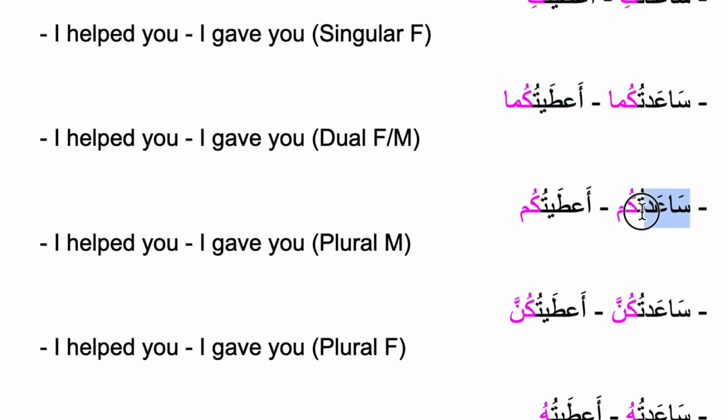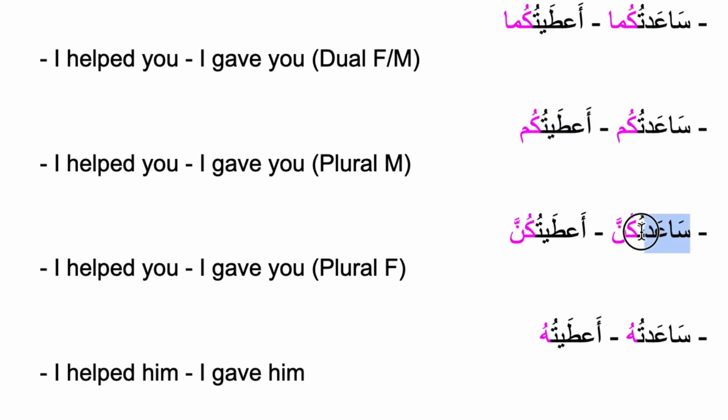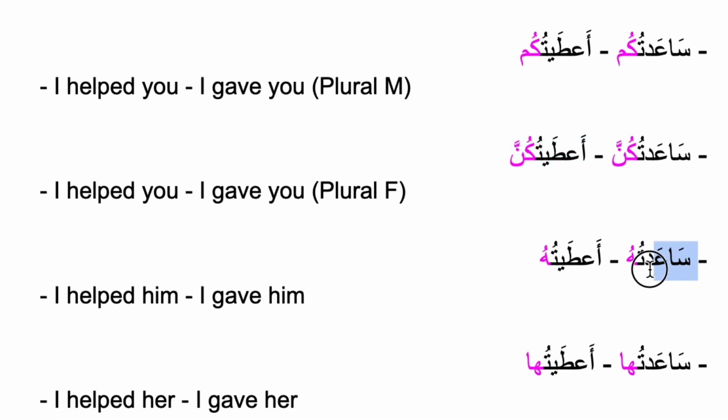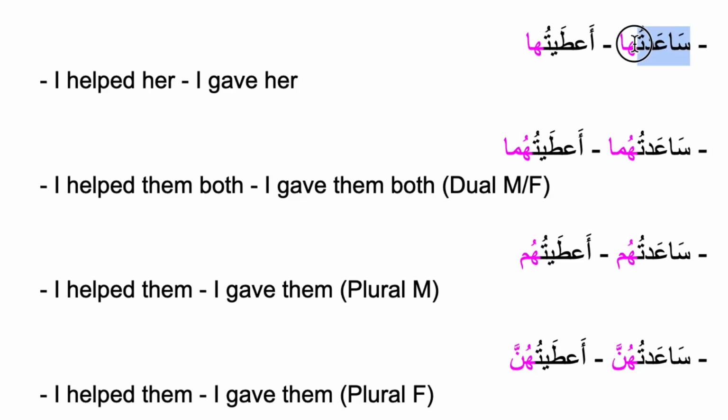Next, ساعدتُ, ساعدتكم, I helped you. أعطيتُ, أعطيتكم, I gave you. Next, ساعدتُ, ساعدتكن, I helped you, for plural female. أعطيتُ, أعطيتكن, I gave you, to plural female. Next, ساعدتُ, ساعدته, I helped him. أعطيتُ, أعطيته, I gave him. Next, ساعدتُ, ساعدتها, I helped her.